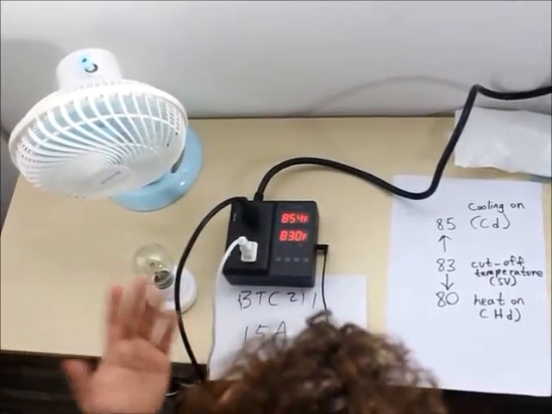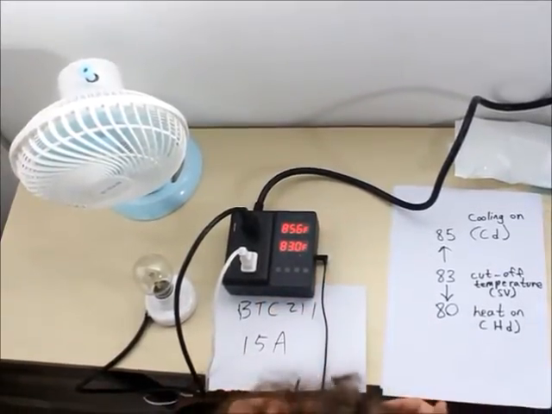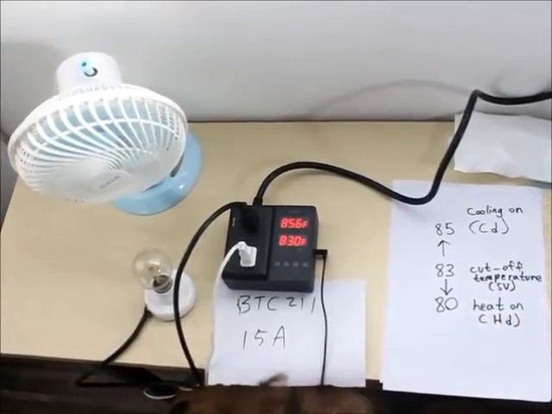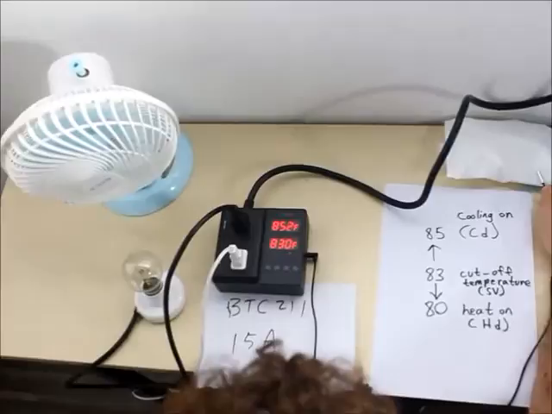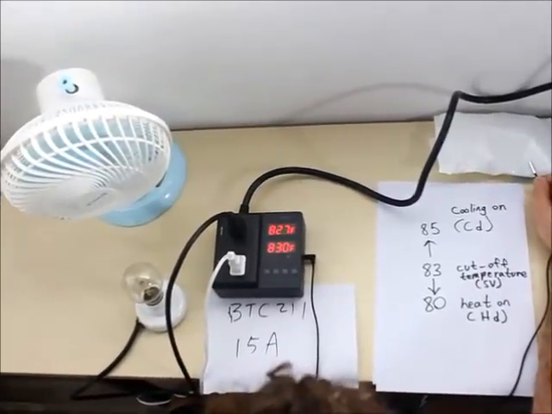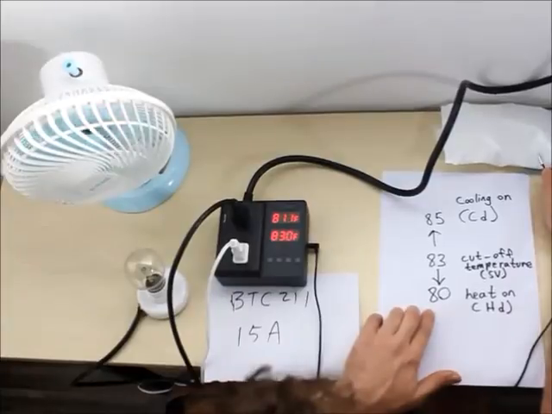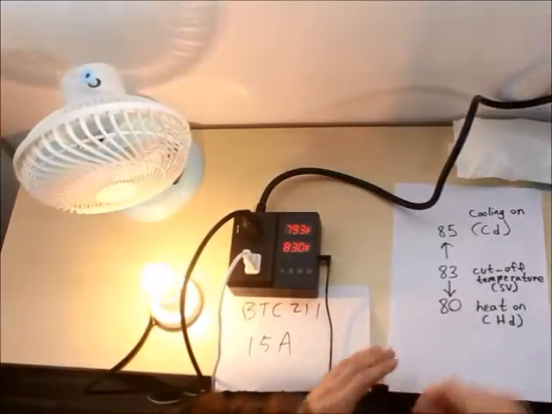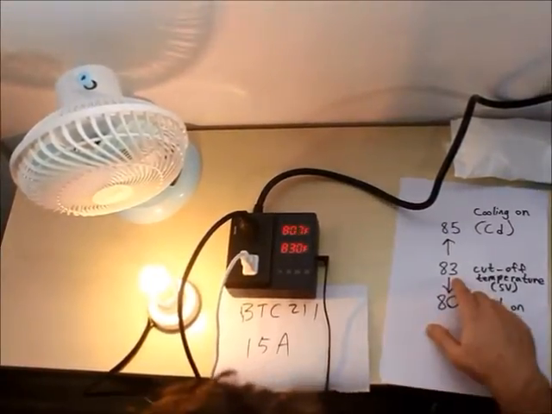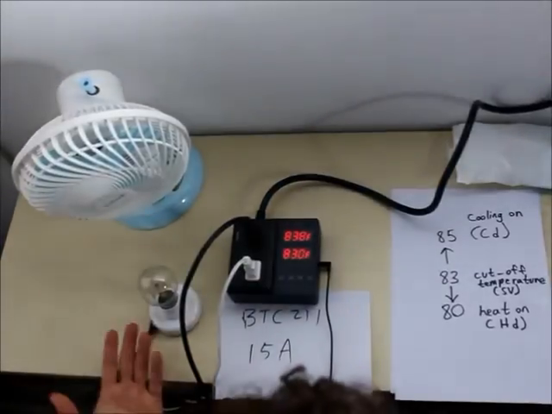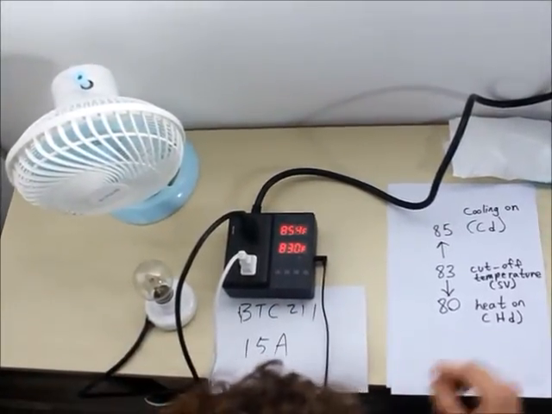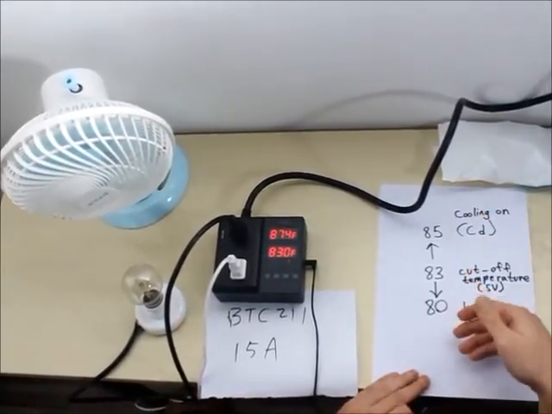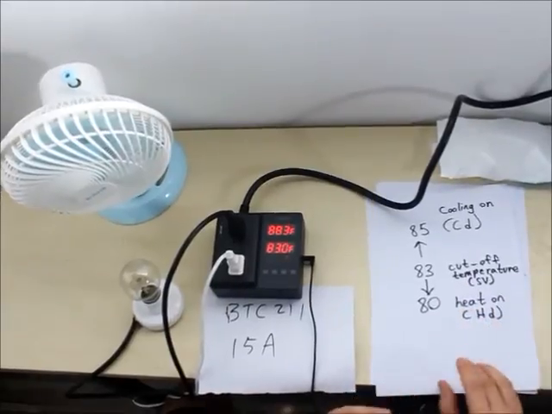And right now our cooling device just clicked on because it's 85, 86 degrees. So that's our cooling on temperature. If I cool the environment to 80, we'll see if our heater turns on. There it goes. And if I heat the environment up to 83, our heater turns off. And if I continue heating to 85, our cooling device turns on. So that's going to keep our temperature in a nice range between 80 and 85 degrees with these two devices.